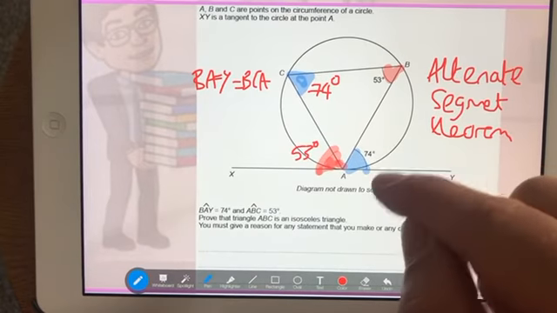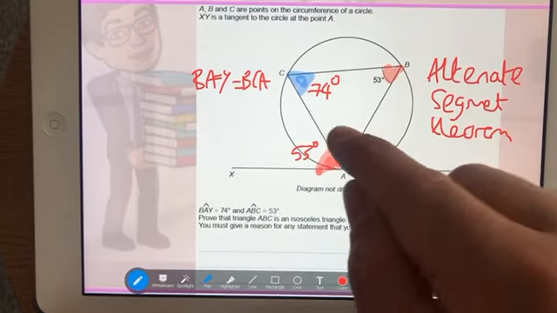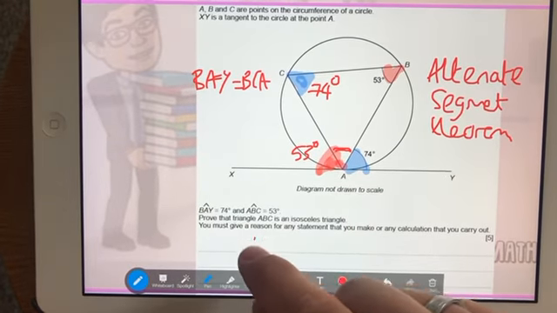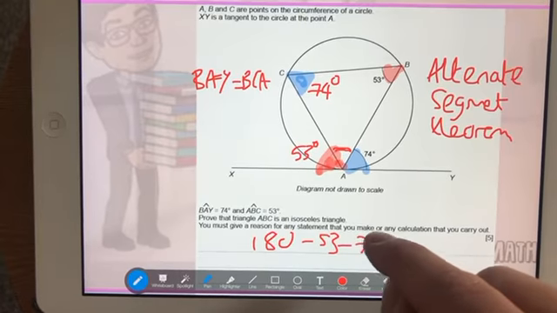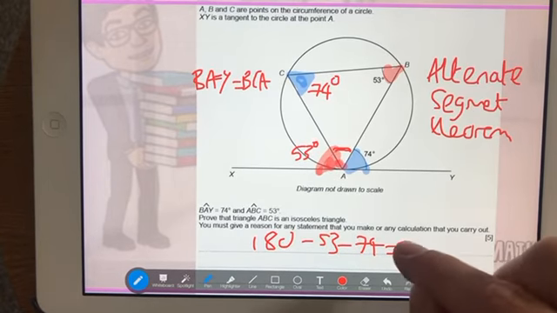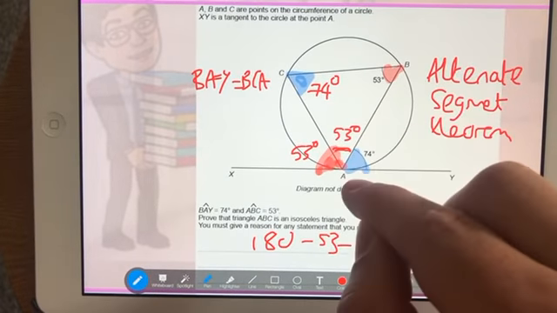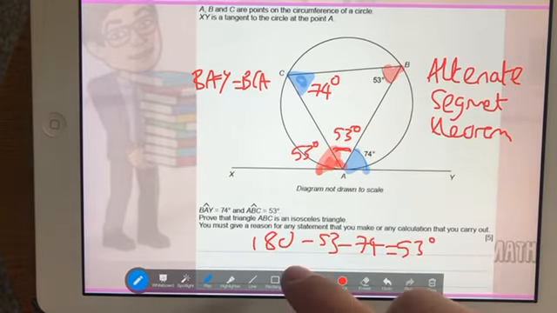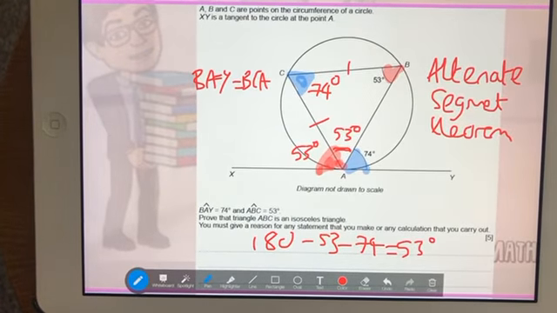Okay, when it says it wants you to prove it's an isosceles triangle, you need to work out the missing angle by here. That angle by there is 180, take away 53, take away 74, which leaves you with an angle of 53. So if that's 53, and that's 53, okay, and obviously for this one, you'd have to say angles in a triangle add to 180. Two angles of 53, therefore it would be isosceles.